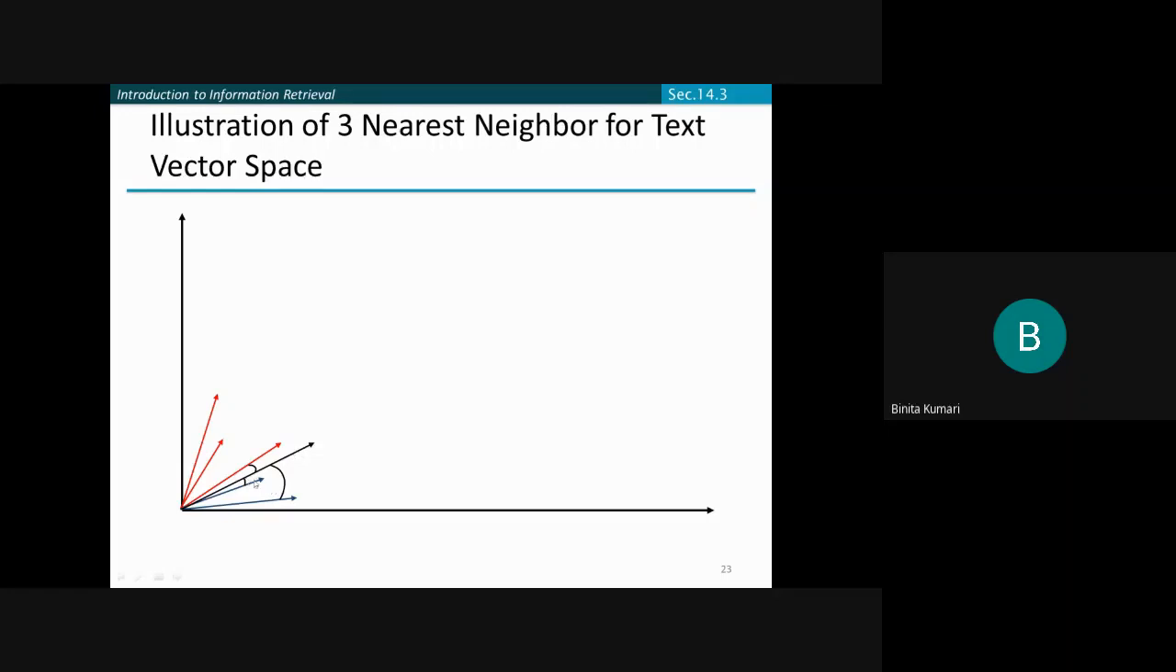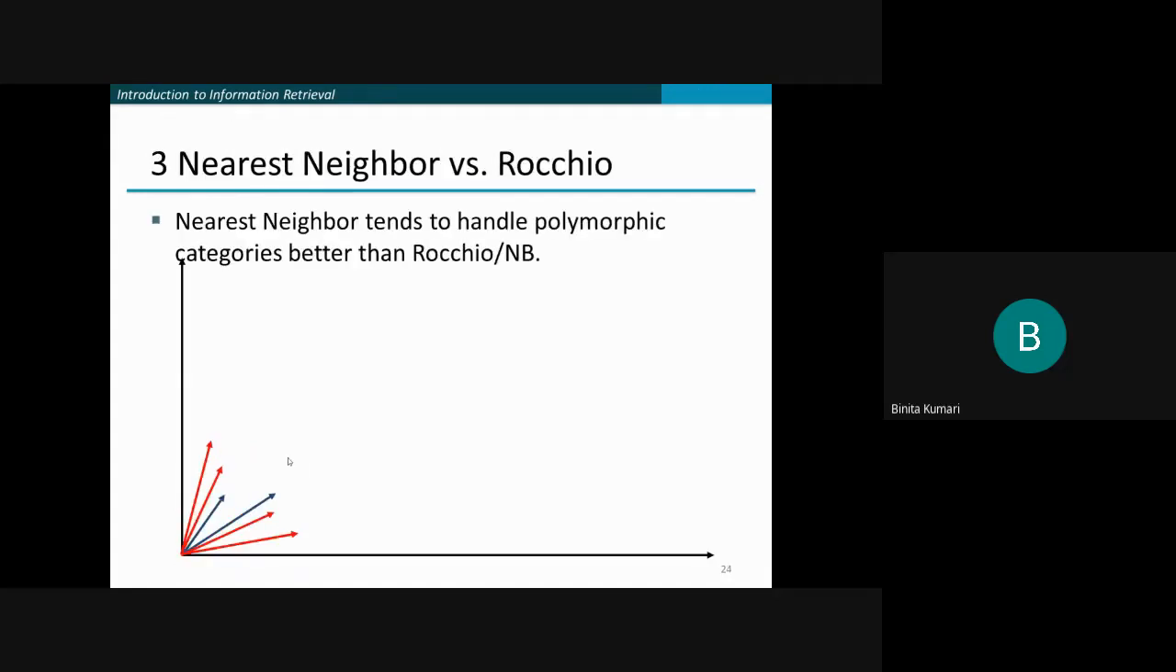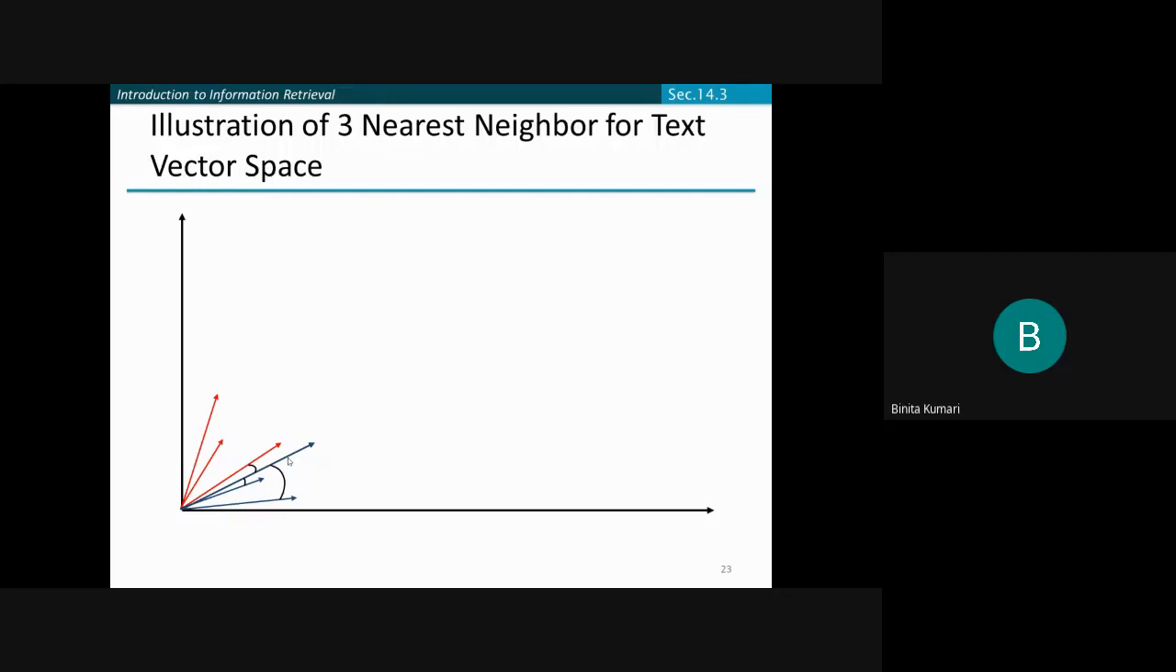Now we find out the similarity distance between them. Here you can see that for this test document, after finding out the distance, this one is the least distance which has been calculated. So now it has been assigned to the blue class.